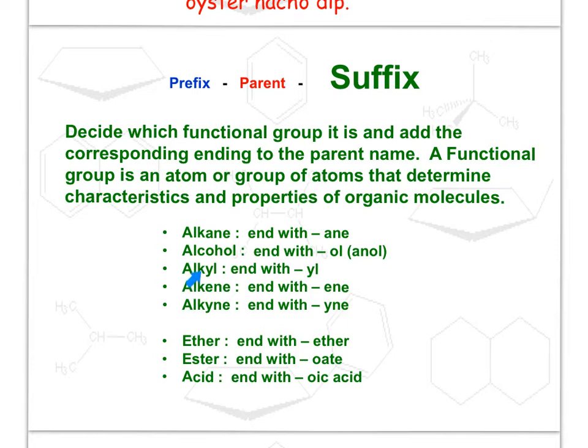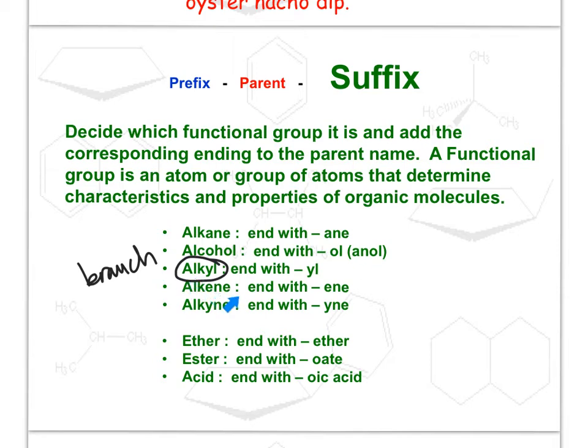Alkyl means that you have a branch. So this means that you have a branch coming up from the main chain, and we'll talk about branches a little bit later. But if you have a branch, you end it with YL. It's called an alkyl group, and you end it with YL. So if it was 3 carbons, you'd say it's propyl. It's a propyl group.